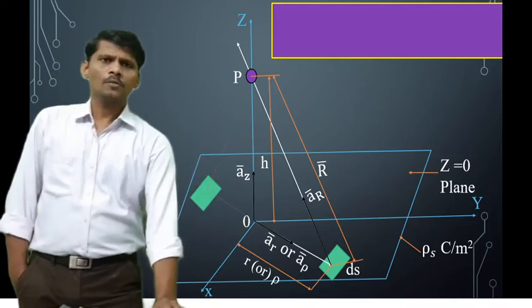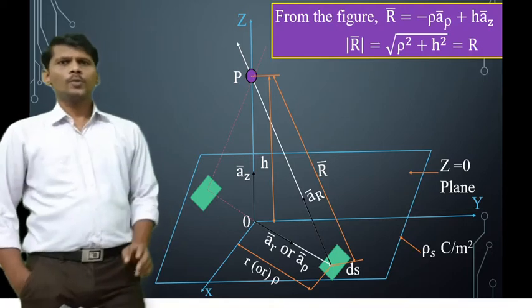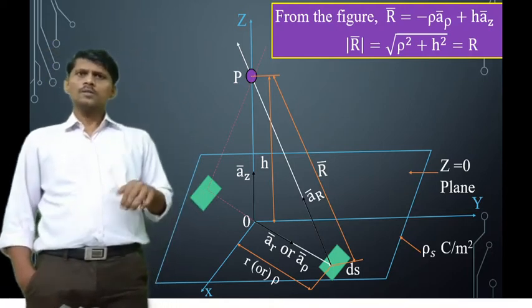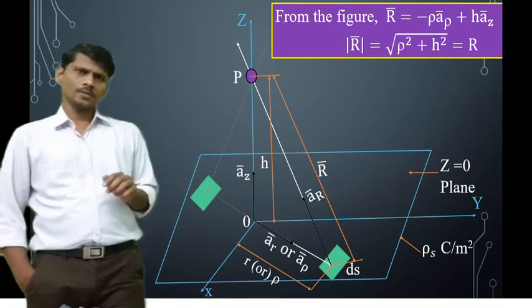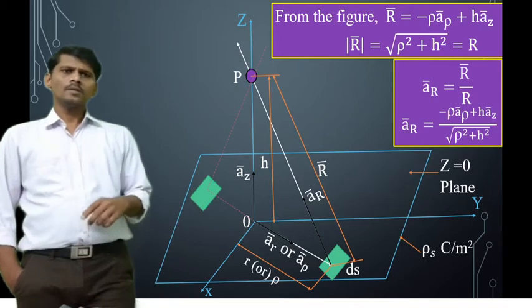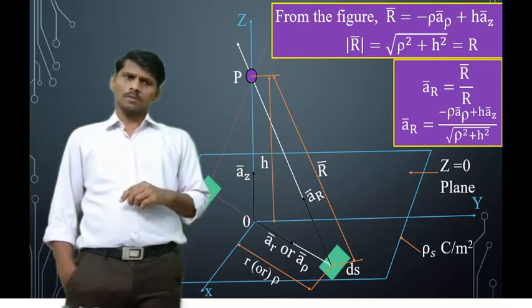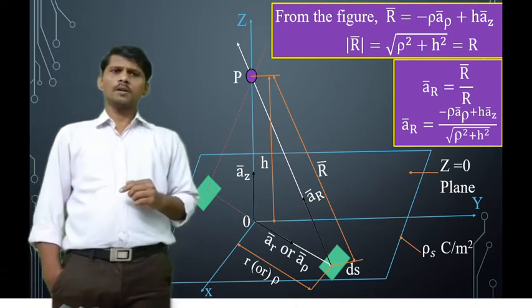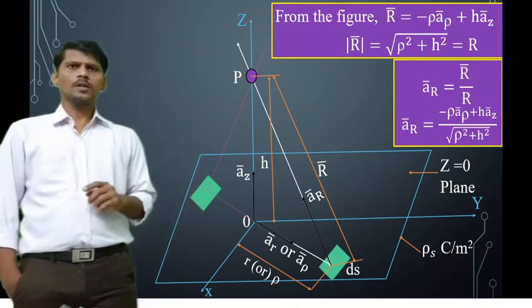The magnitude of R bar is equal to square root of rho square plus h square. And unit vector a_R bar is equal to R bar by magnitude of R bar, that is equal to minus rho a_rho bar plus h a_z bar by square root of rho square plus h square.